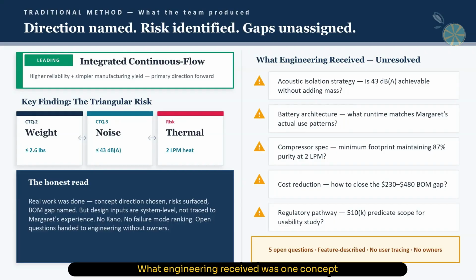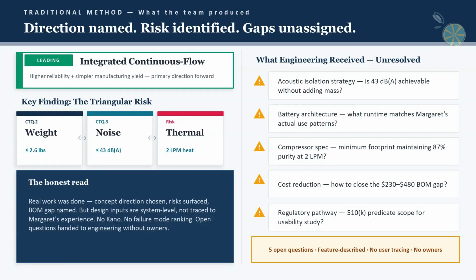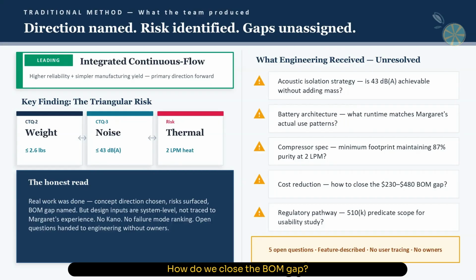What engineering received was one concept direction, design specifications at the project level, the triangular risk, and 5 open questions. Is the 43 decibels achievable without adding mass? What runtime does Margaret actually need? What's the minimum compressor footprint that maintains purity at a certain flow? How do we close the BOM gap? What's the regulatory pathway?